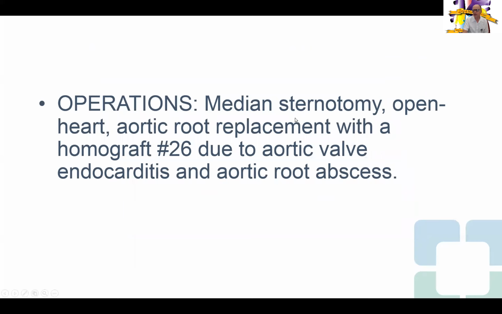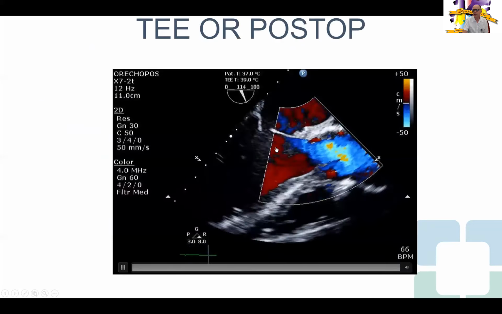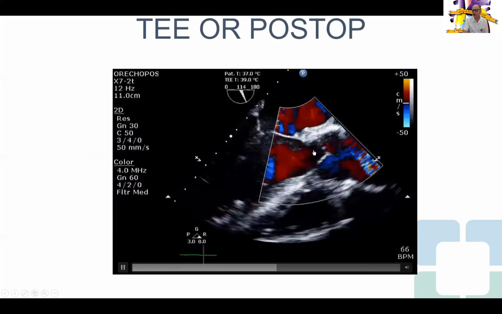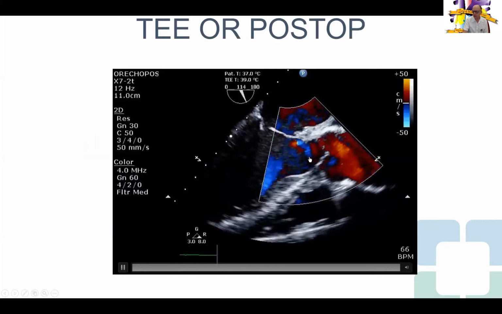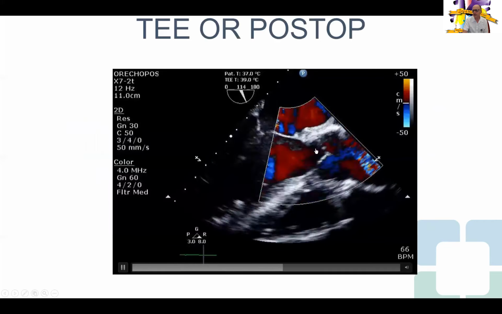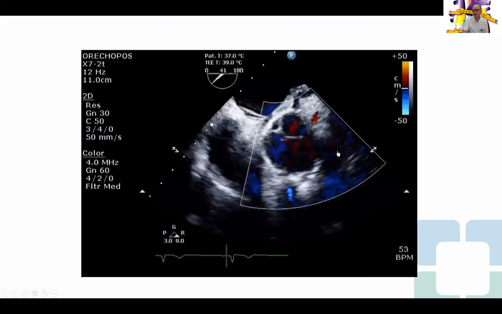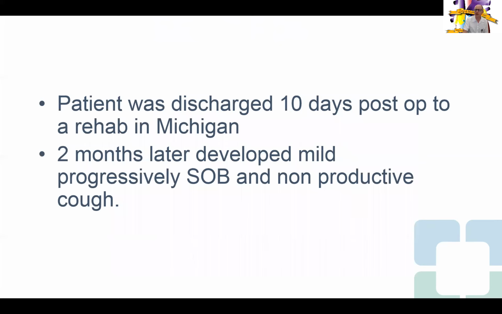The patient went for a median sternotomy within a couple of days of presenting here. He had a homograft, which should be the surgery of choice for aortic valve endocarditis, given the resistance of these grafts to infection. He did well. These are post-op images. Again, beautiful images showing complete repair of that infection. There's no involvement of the mitral valve. Everything looks beautiful post-op. The patient was discharged 10 days post-op to a rehab place in Michigan.